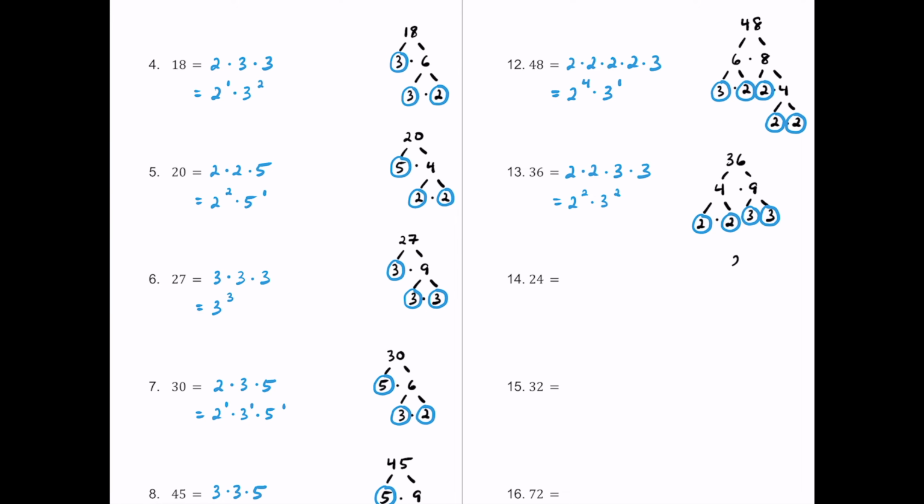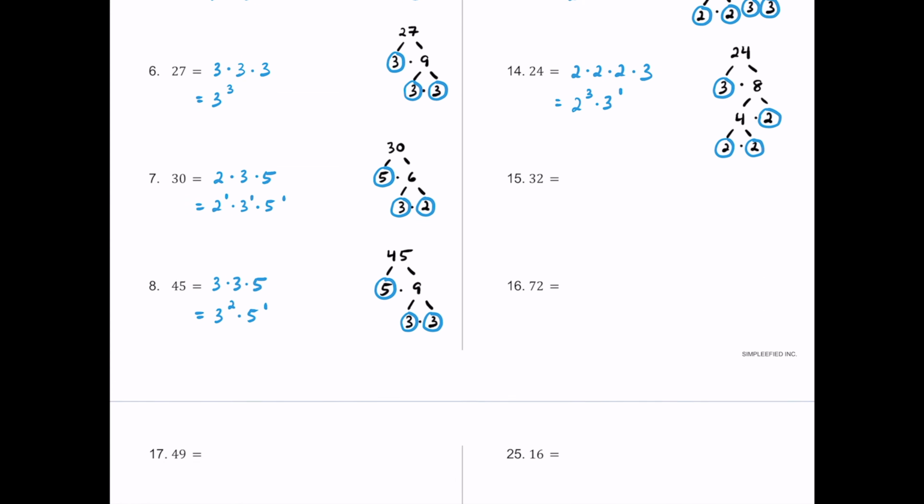For number 14, we have the number 24. So we're going to take that 24 and break it into, I'm thinking 3 times 8 is 24, and 3 is going to be prime. And this 8 can be broken down into 4 times 2. And this 2 is prime, so let's circle that. And then finally, this 4 is composite and it breaks into 2 times 2. And these 2's are prime as well. So 24's prime factorization is going to be 2 times 2 times 2 times 3, also known as 2 to the 3rd power times 3 to the 1st power.